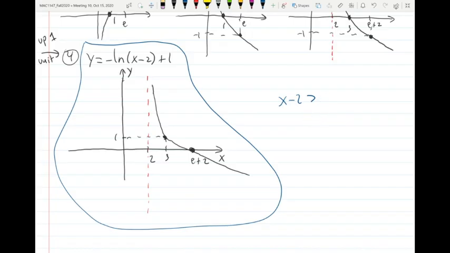Okay. Questions on how to graph logarithmic functions? At least when they come as a result of transformation.